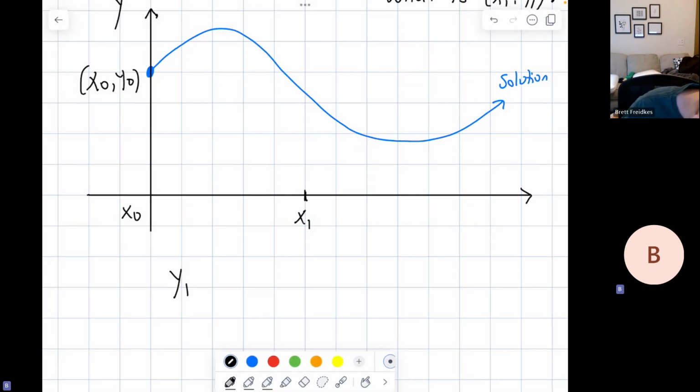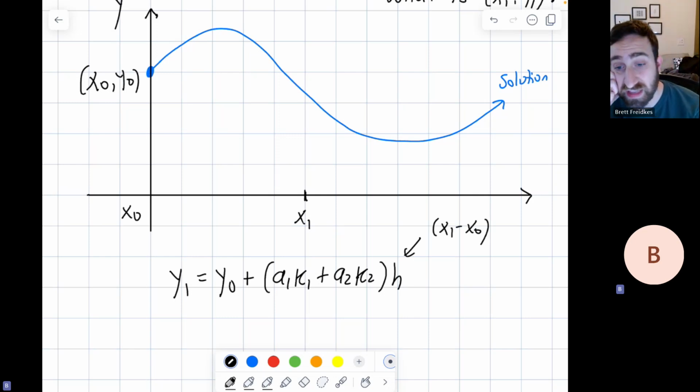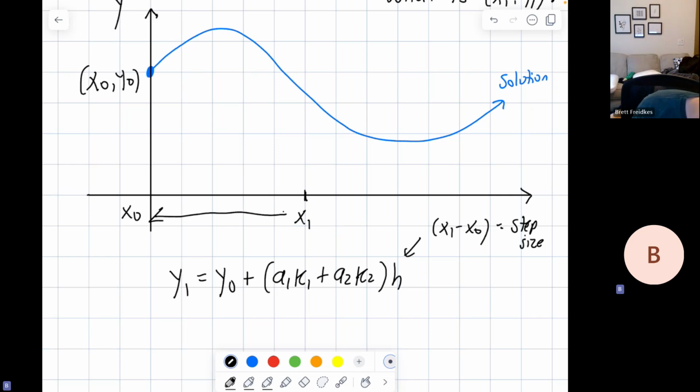So this would be y1 is y0 plus a1 k1 plus a2 k2 times h, where h is the distance between the 2 points. And we specify that. That's our step size. This is our step size. That's what we specify. In this example, we see that this, based on the way that I drew it, is h.